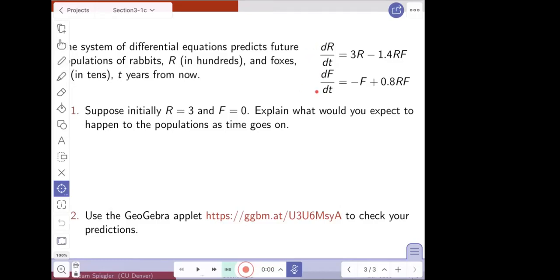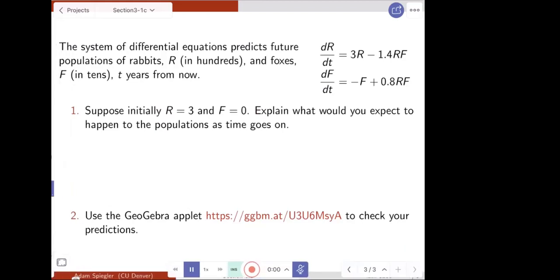foxes interacting over time. But now we're going to change the initial condition so that at time 0, R is 3. So we have 300 rabbits, but there are no foxes. So let's first check our intuition about what we think might be happening here. If the fox population were 0, what would you expect if there's no predators for the rabbits? Their population should increase, right?